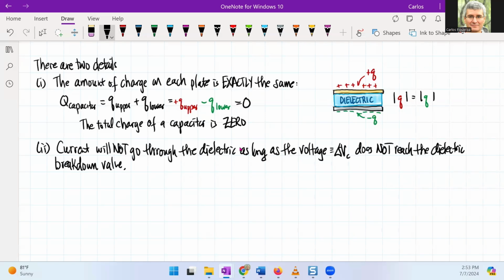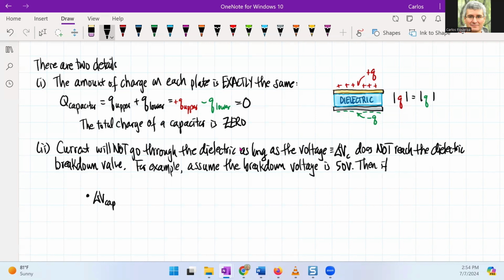Now, if you look at parallel plate capacitors, they typically have ranges for dielectric. They'll say that the maximum voltage is somewhere under 100 volts. So, for example, assume the breakdown voltage is, let's say, 50 volts. Then this is what it means. Then, if I have a capacitor where the voltage of the capacitor is less than 50 volts, then that means that there's no dielectric breakdown.